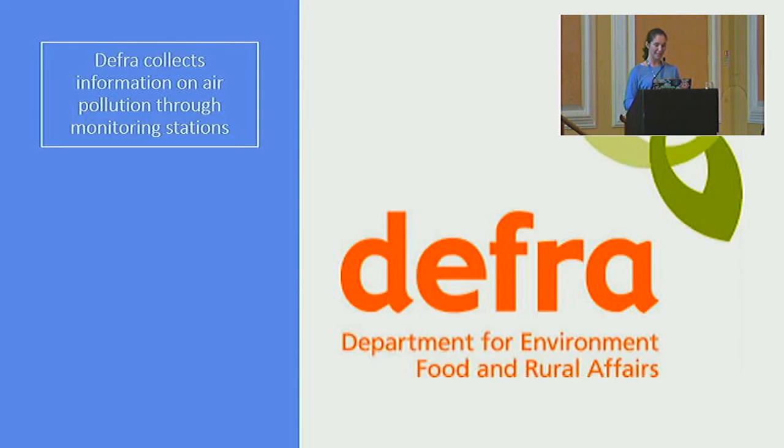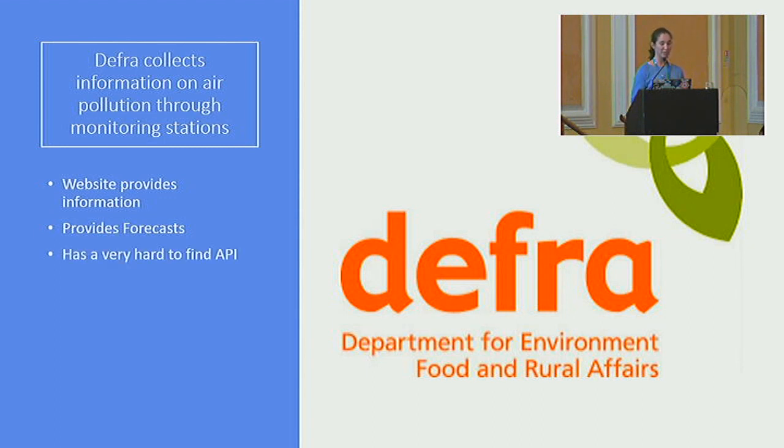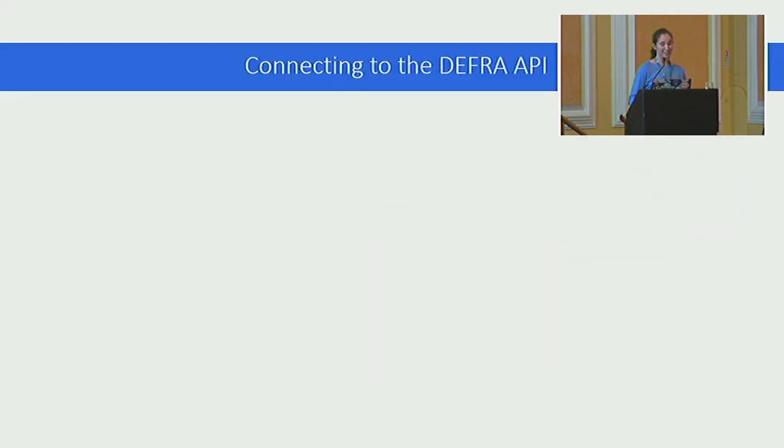So Defra collects a lot of data about air pollution. It has a website that provides information on what different air pollutants do, and it provides forecasts and up-to-date information about what the air pollution is doing. And if you click around for a while, you eventually find out that they do have an API. The API is really hard to find.